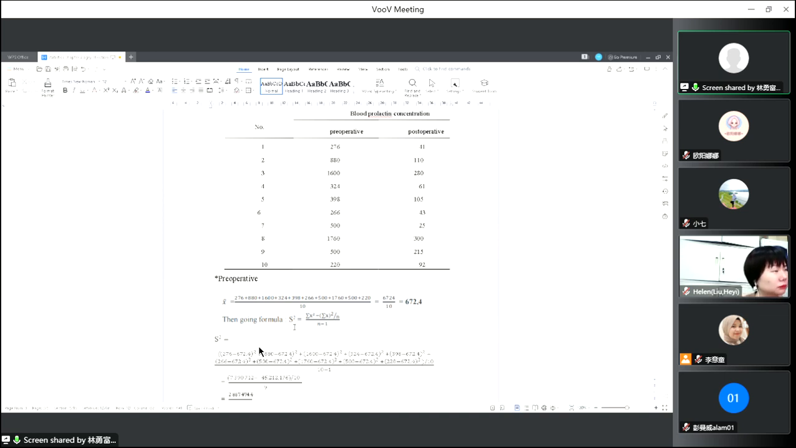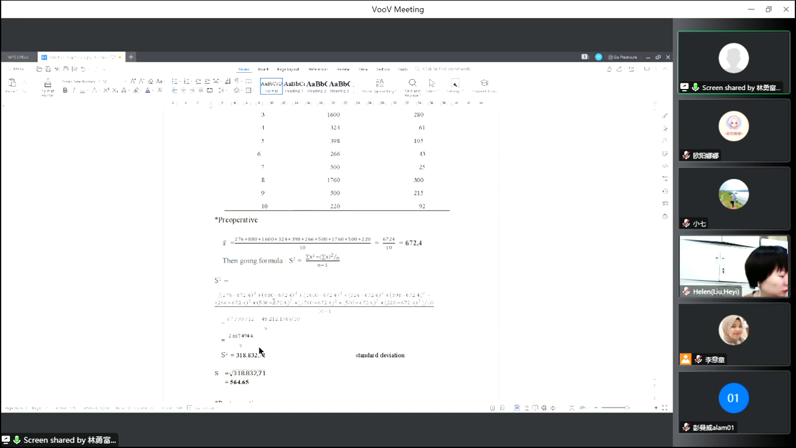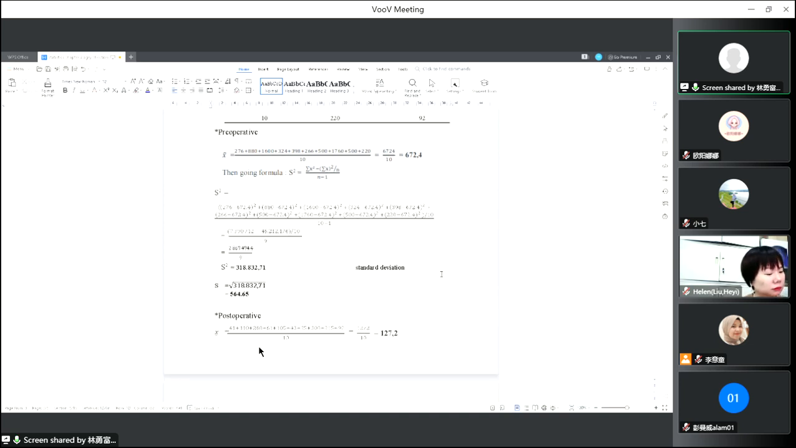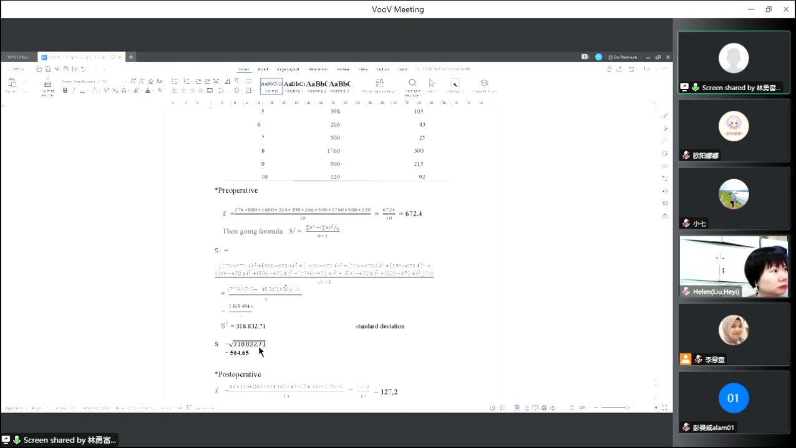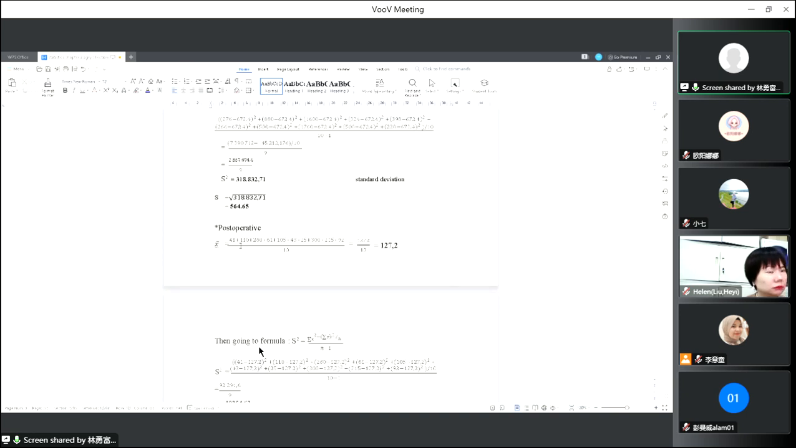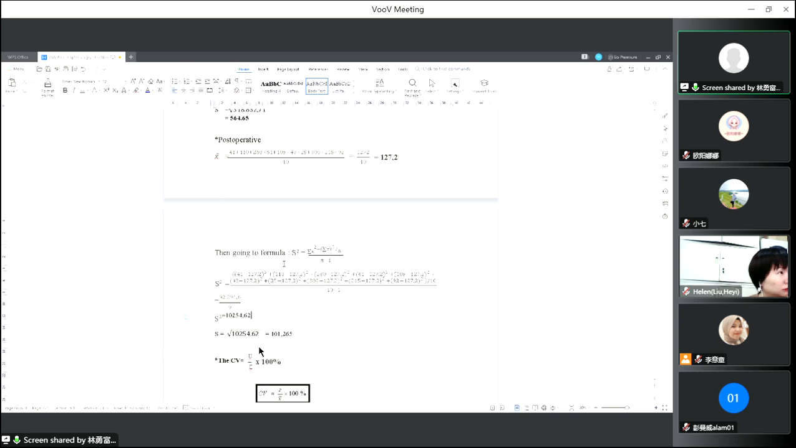Then we go to the formula of standard deviation, and we found the answer is 564.65. This is the standard deviation. Then we continue to the postoperative data, which is done the same way as the preoperative. We find the mean first, and the answer is 127.2. Then we use the formula of standard deviation, which we have to remember.